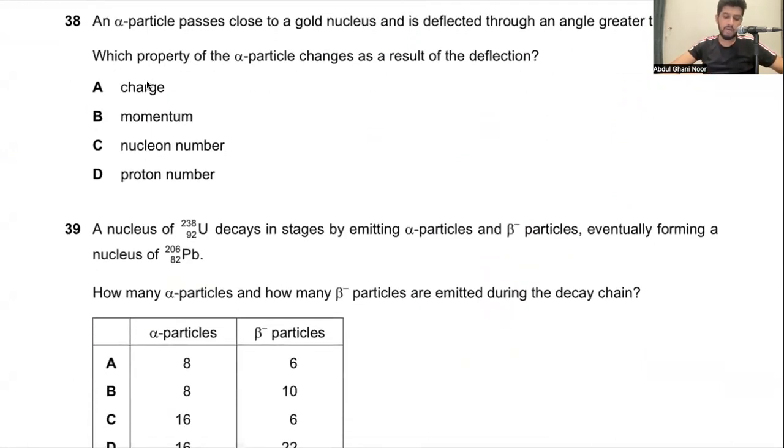38 says an alpha particle passes close to a gold nucleus and is deflected through an angle greater than 90 degrees. Which property of the alpha particle changes? Charge? No. Nucleon number? No. Proton number? Definitely not. The momentum changes. Why does the momentum change? The momentum changes because the velocity changes. The direction changes. So the momentum changes.